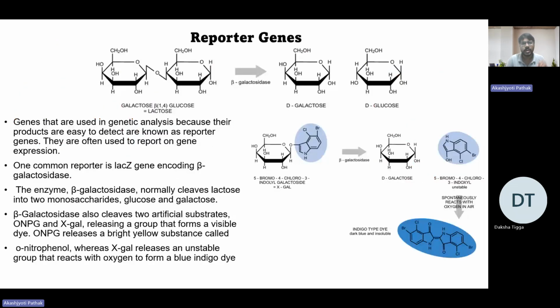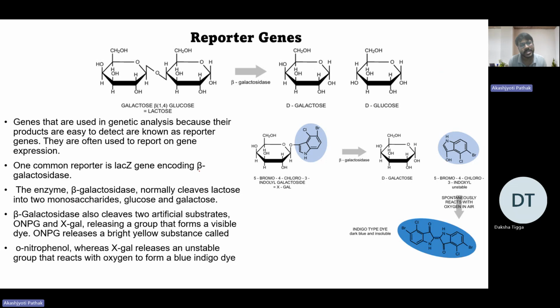Now reporter genes, what is done? Reporter genes are genes that are used in genetic analysis because their products are easy to detect, and they are often used to report on gene expression. Okay. So one common reporter is the LacZ gene, which encodes beta galactosidase. So this LacZ gene basically codes for beta galactosidase.